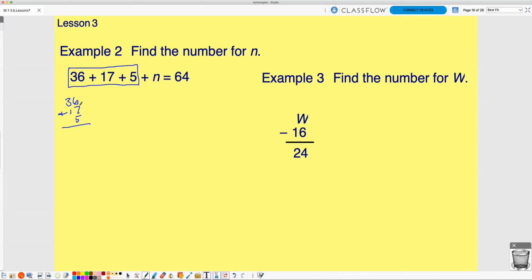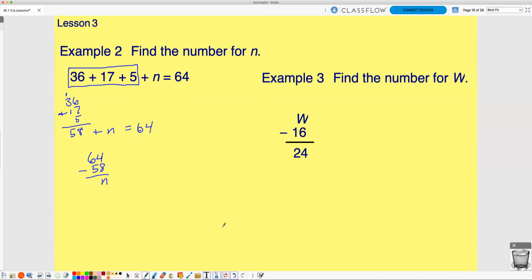I can add 5 in there too. I know that this is 13. 13 plus 5 would be 18. I know that this would be 5 right here. So that means I've got 58 plus n equals 64. So now all I need to do is take that 64 minus that 58 to find out what n equals.